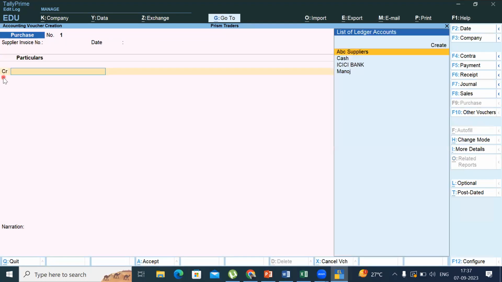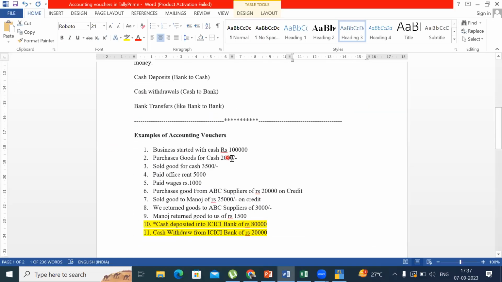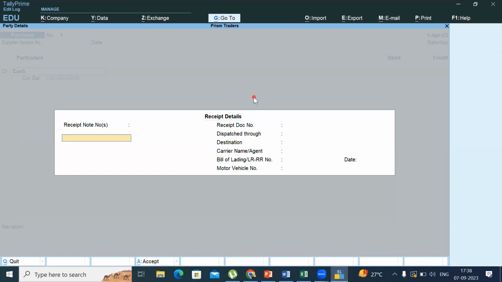So what was the transaction? Purchased goods for cash of rupees 2000. The journal entry is purchase account debit to cash account. On the credit side, you can select the cash. These are called receipt details, like the receipt number and some of the dispatch details. Now you can press enter to continue.